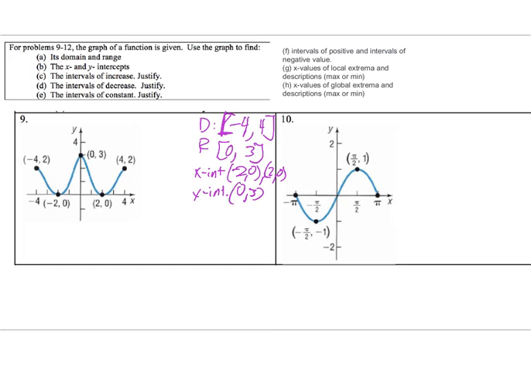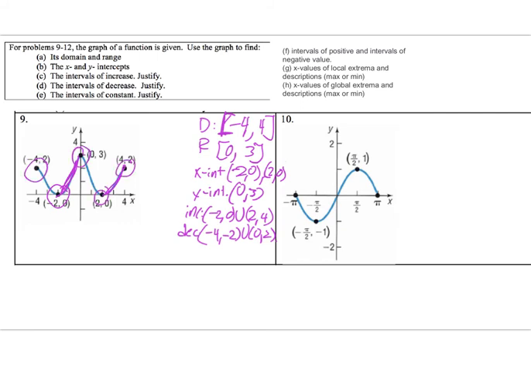Intervals of increase, that's going from -2 to 0 and from 2 to 4. And intervals of decrease, those are my other ones, going from -4 to -2, and then again from 0 to 2. Intervals of constant, there's no constant interval on here. Positive, negative values: we are positive except for our 0 points everywhere on our graph. It's not negative anywhere.